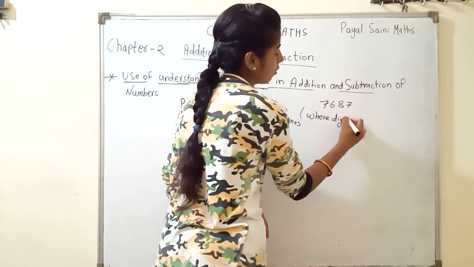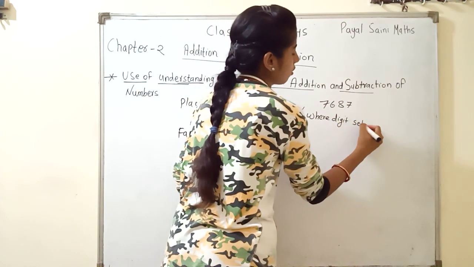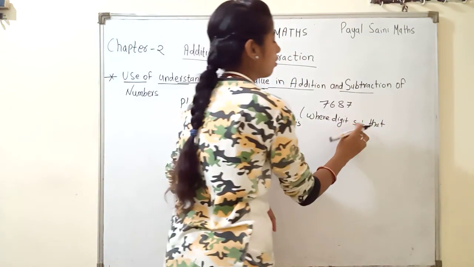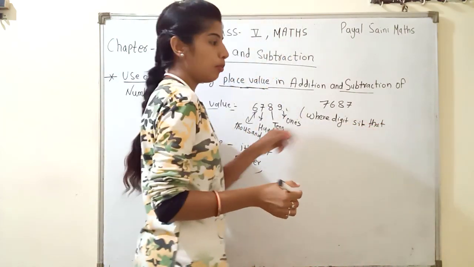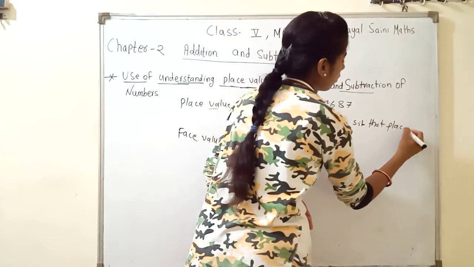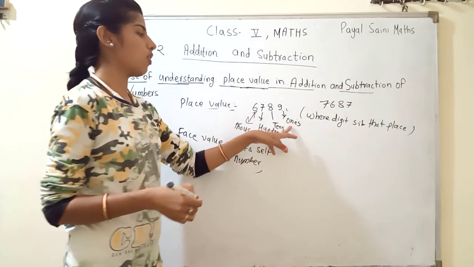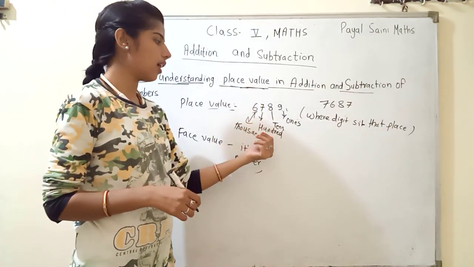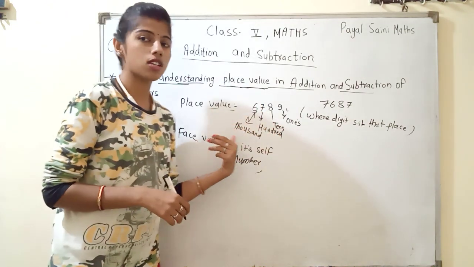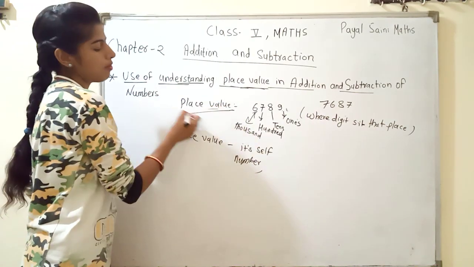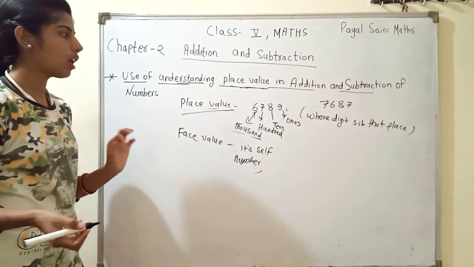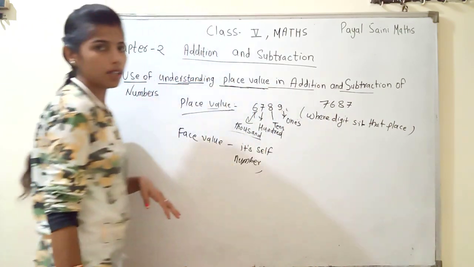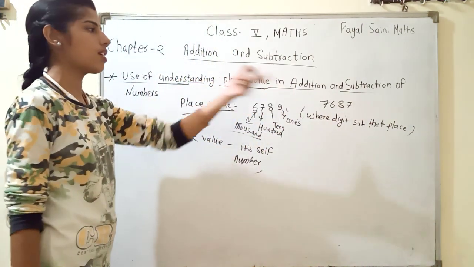where the digit sits, that place. Like that, here the 9 sits in the ones place, 8 in the tens place, 7 in the hundreds place, and 6 in the thousands place. In our chapter number 1 we only read about place value. Now we learn about place value in addition and subtraction. It is very important in addition and subtraction.